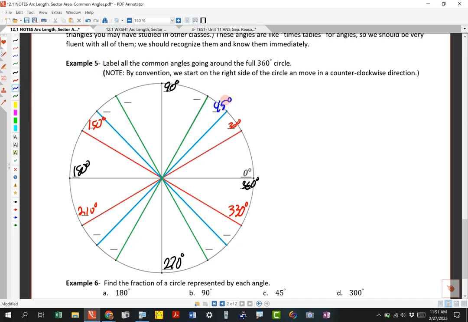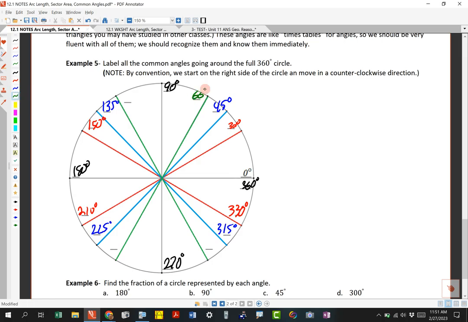This one's 45 degrees, which means the one over here is 180 minus 45, so this is 135. This one's 180 plus 45. Help me out. 225. And this last one would be 360 minus 45 degrees, 315 degrees. Yes. Okay?